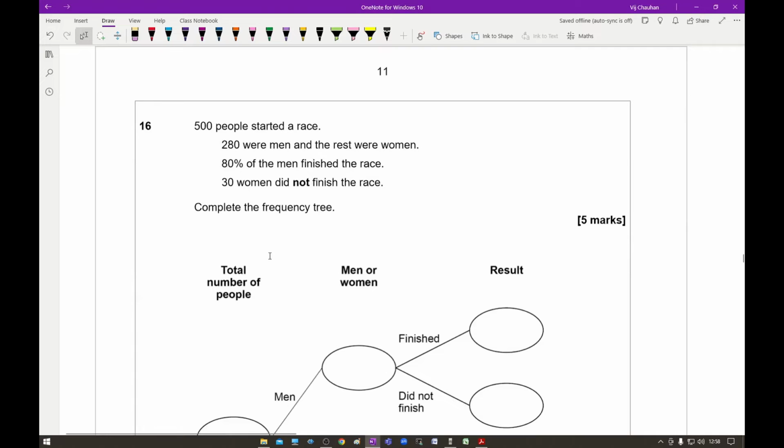Moving on to question 16, it says 500 people started a race. 280 were men and the rest were women. 80% of the men finished the race and 30 women did not finish the race. Complete the frequency tree. And that's what we need to do for this one.